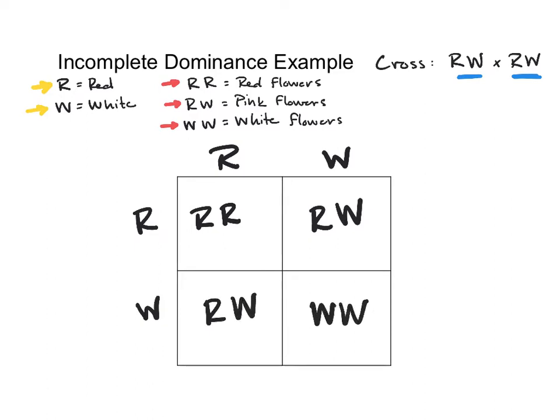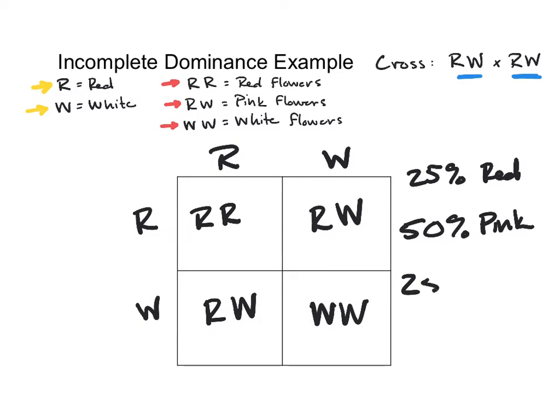And when you do that, you'll notice that 25% of the flowers are going to be red because they have the genotype capital R, capital R. You'll notice that 50% of the flowers are going to be pink because they have the genotype RW, and then 25% of their offspring are going to be white because they have the genotype WW.